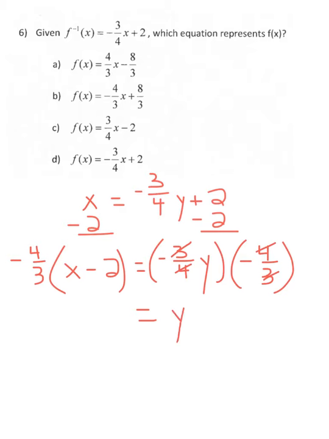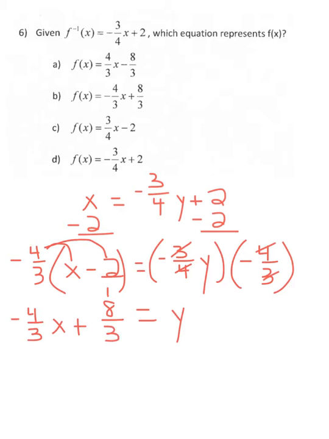Okay, now when I distribute, I'm going to have negative 4/3 x. And then a negative times a negative is a positive. And since this is a fraction, I'm going to make this 2 into a fraction by putting it over 1. And when you multiply fractions, you multiply the numerators, so 4 times 2 is 8. And then 3 times 1 is 3.